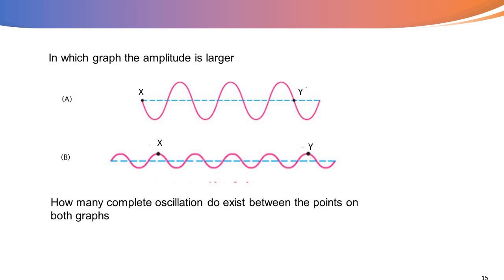While in graph B, from X to Y, this is 1, 2, 3, and 4. So we have 4 complete oscillations.